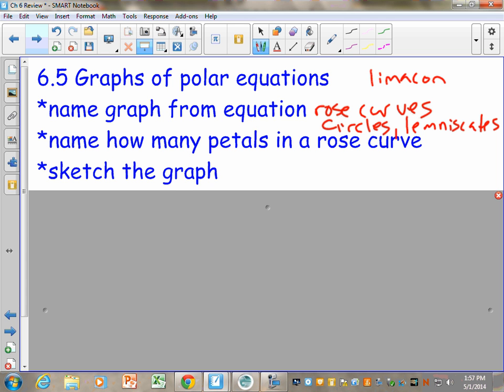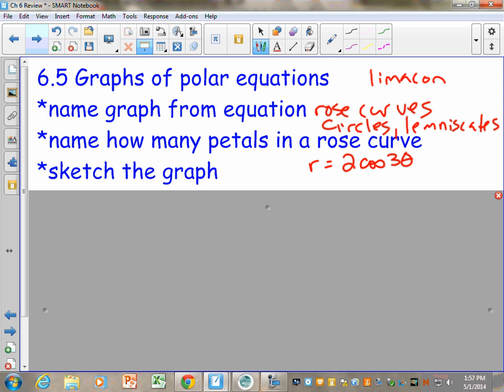And if I give you an equation for a graph and I ask how many petals does this rose curve have, or what's the length of the petal, then we should be able to do that from our equations also. Like if I had r equals 2 cosine 3 theta, how many petals does that have? 3. And what's the length of the petal? 2.